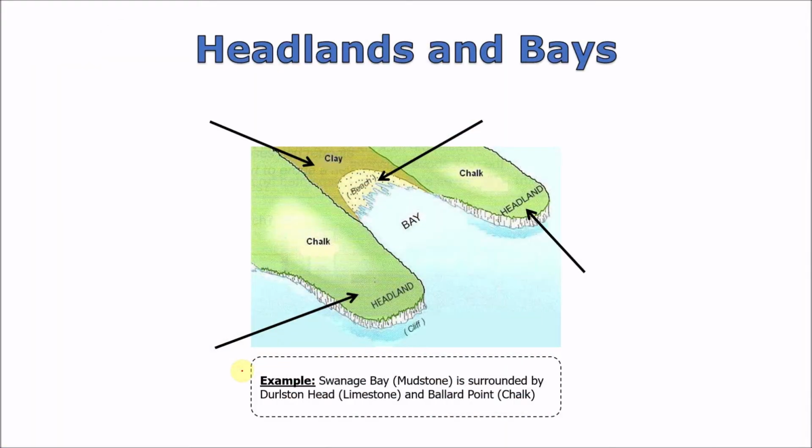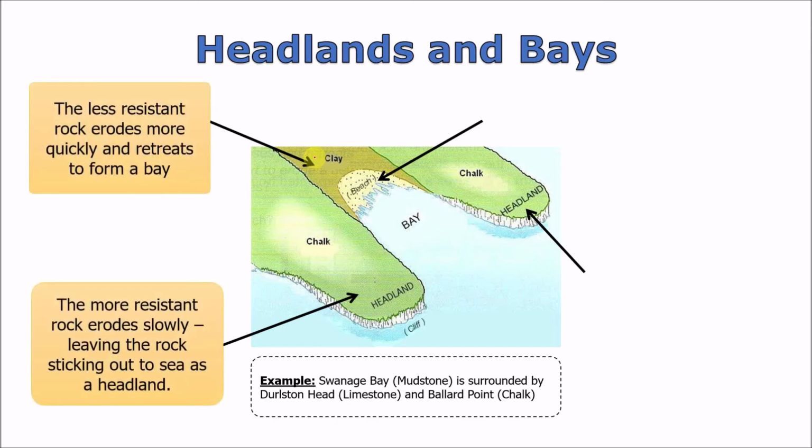Similar to the formation of coves is the formation of headlands and bays. However, this time these landforms are found on discordant coastlines where we can see that at one time we've got different rock types exposed to the waves. So here we have 2 bands of chalk forming the headlands and a band of clay in the middle forming the bay. Perhaps what you could do at this stage is just pause the video and have a think about what annotations you might put onto this diagram to help you explain the formation of headlands and bays.